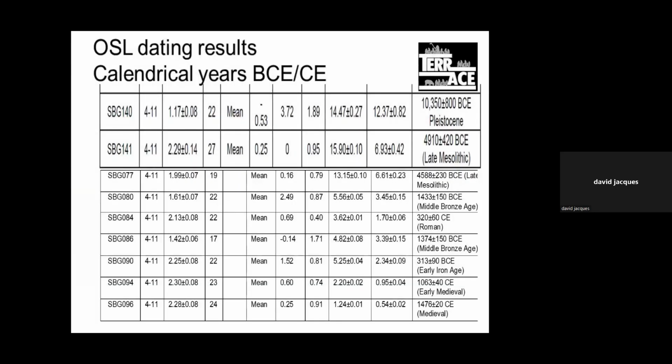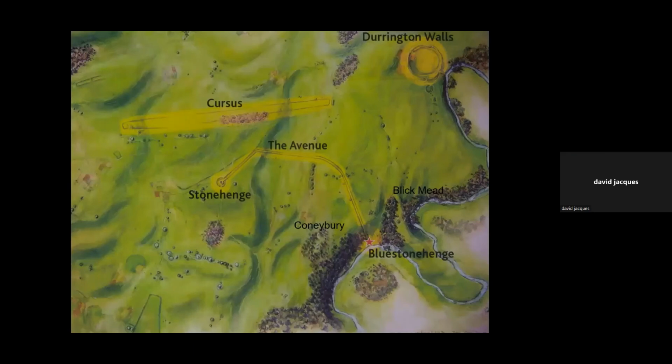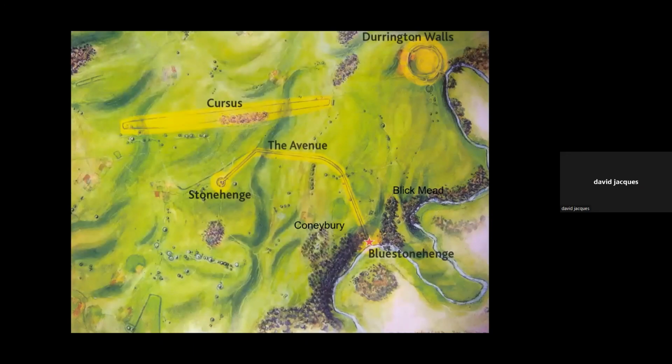Here are extra details about those dates. So you can see at the bottom the medieval ones there. Okay, let's start to wind up the lecture now and just establish the landscape again. You can see where Blick Mead is, you can see where Stonehenge is, etc.